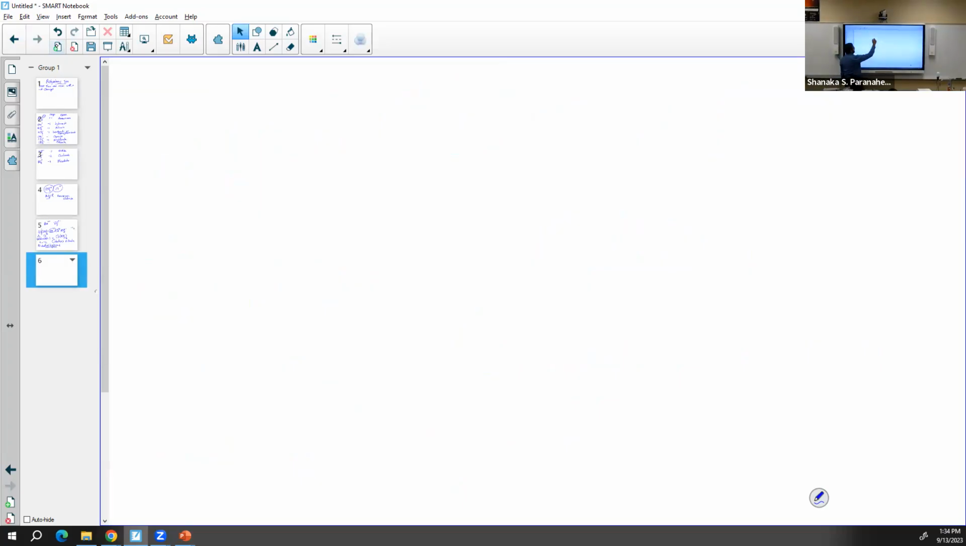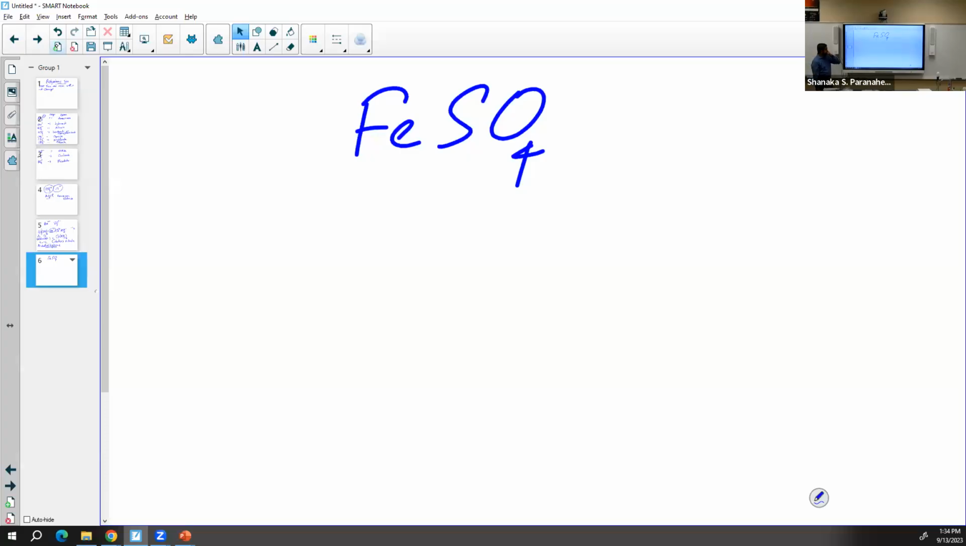So let me start from another example. This is a transition metal. There's a sulfate of iron. Okay, so now we are going to name this molecule. What is the charge on iron in this molecule? What is the charge? Anyone?